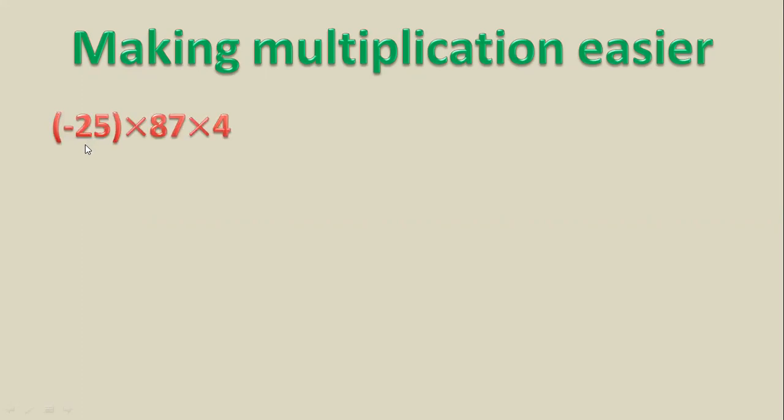See here. Multiply minus 25, 87 and 4. What will you do? You will multiply 25 into 87, then you will multiply by 4. It takes a long time.